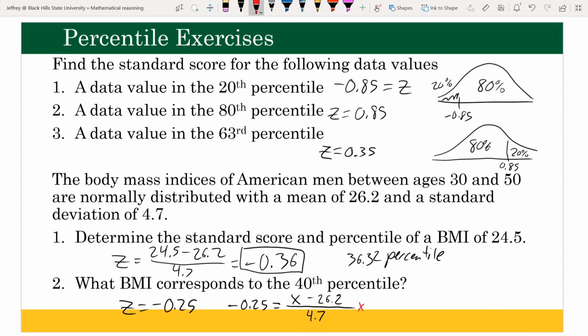So basically, I just need to multiply 4.7 on both sides. So we have negative 1.175 equals x minus 26.2. And then from here, we just add 26.2 to both sides. So here we have our BMI of 25.025.